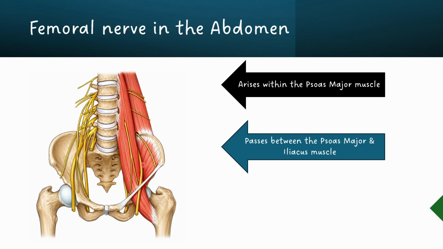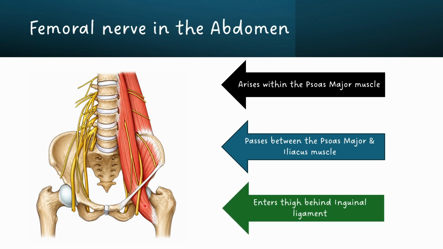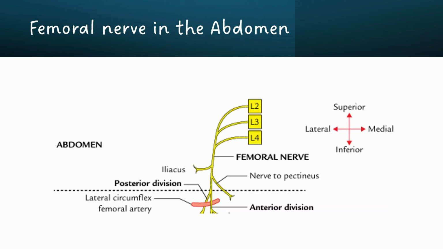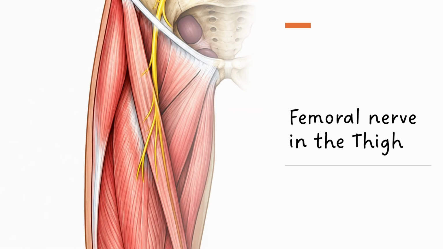And then it enters the thigh by passing behind the inguinal ligament, lateral to the femoral sheath. In the abdomen, it gives two motor branches, that is one to the iliacus and the other one to the pectineus muscle before it enters the thigh. The nerve is the nerve of the anterior compartment of the thigh.